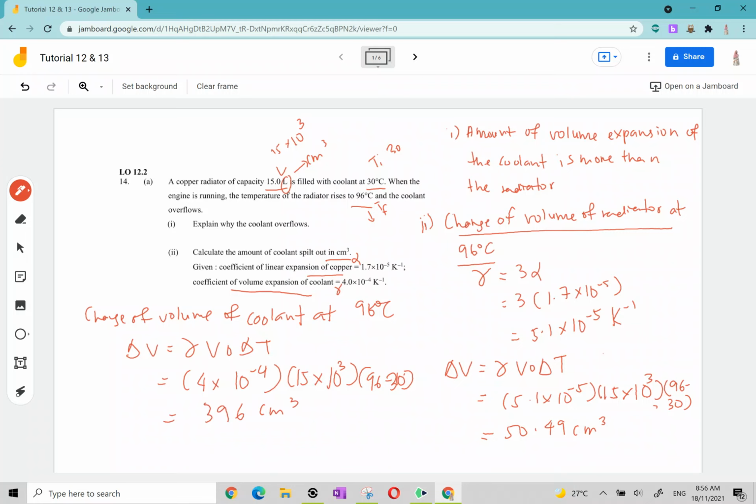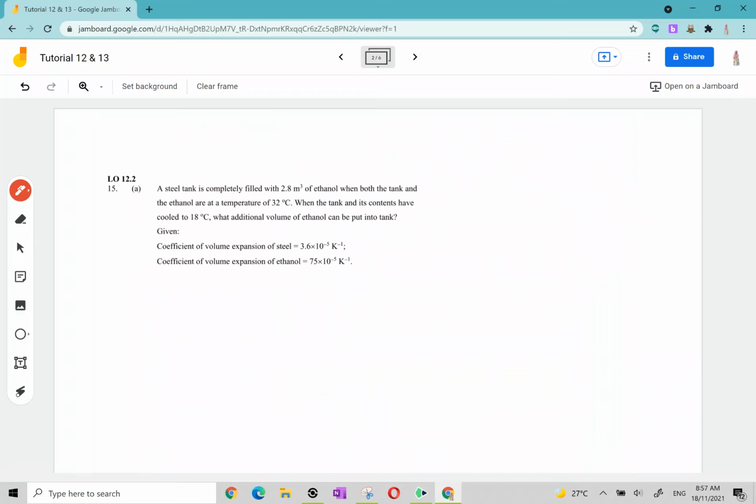Now, to find the amount of coolant that spills out, we need to subtract. So the volume spill out is equal to 396 minus 50.49. The capacity volume of the radiator is only 50.49, but now the volume of the coolant is too much, 396. So the excess that will overflow is 345.5 cm cube. Okay, this is for number 14. Next we look at number 15.